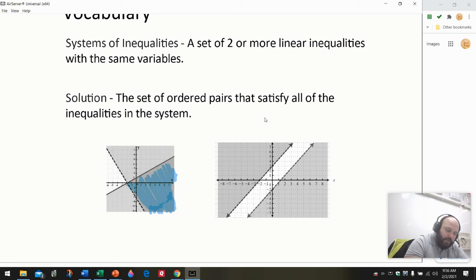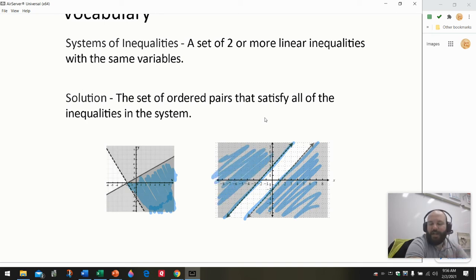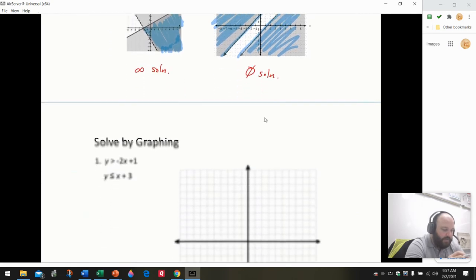If you look at the second one, we have two lines that are parallel, and the shading for each of the lines is on the opposite side, and the shading doesn't overlap. So what that would mean in this case is there would not be a solution. So there's really only two cases that can happen here with systems of linear inequalities. Either you can have an infinite number of solutions like this, or there can be no solution. And what you see there is a zero with a line through it. That means the null set, which is nothing. So there's no solutions or infinite solutions.